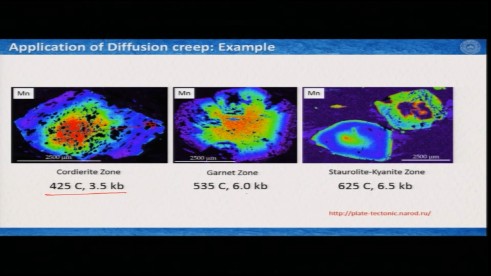When temperature and pressure are elevated to 535 degrees centigrade and 6 kilobars in the garnet zone, you see that the manganese is diffusing towards the rim. And at even higher temperature and pressure, in the staurolite kyanite zone, you see that the manganese is more or less homogeneously distributed, and its concentration has even increased at the rim and also at the inclusion boundaries. So this is how diffusion happens. This process is extremely slow. Metamorphic petrologists use it for calculating different types of geobarometry and geothermometry.